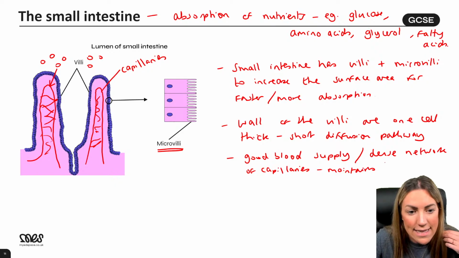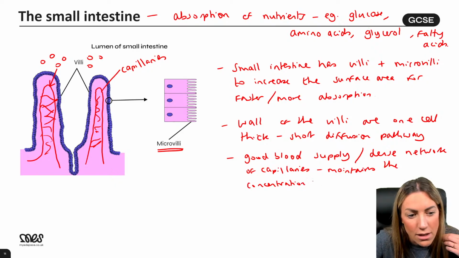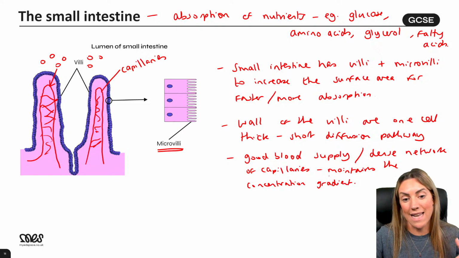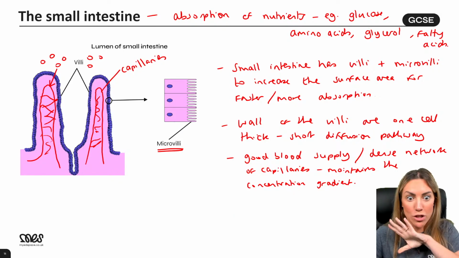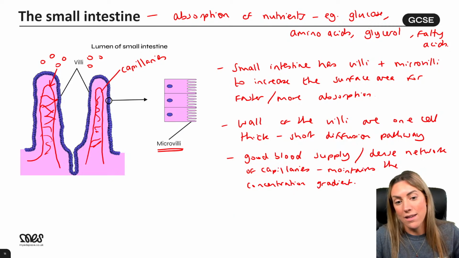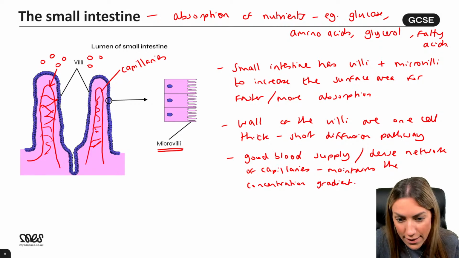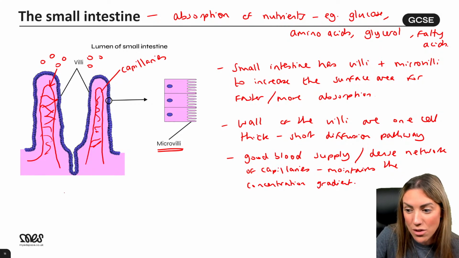It maintains the concentration gradient because, just let me explain that for one second, as soon as the nutrients get absorbed, the blood carries them away. So you're maintaining a concentration gradient. There's going to be a concentration gradient so they keep being absorbed because the blood is going to carry those nutrients away.